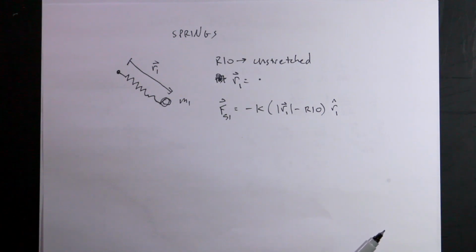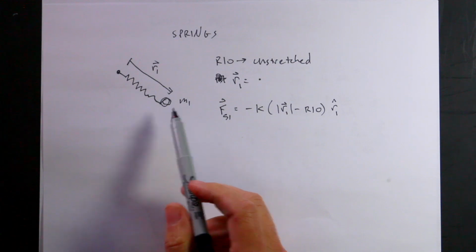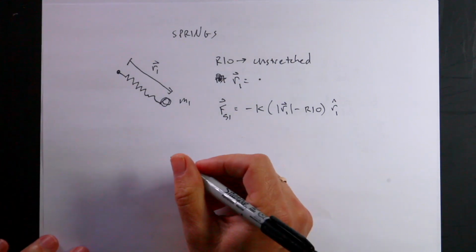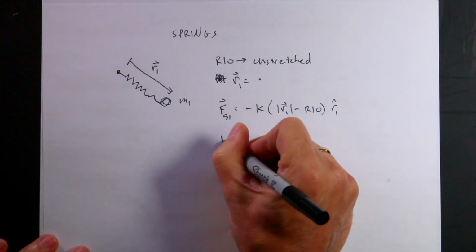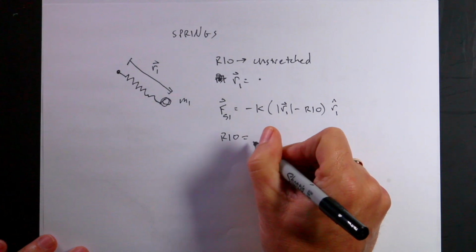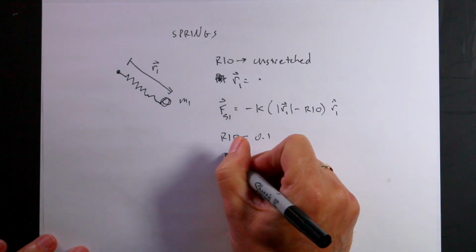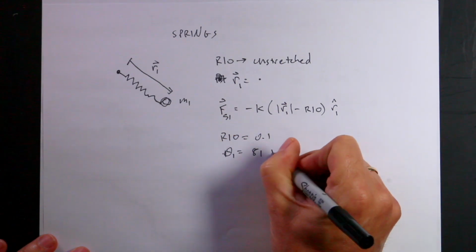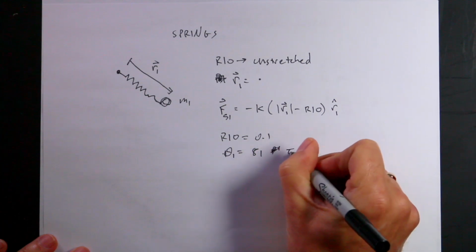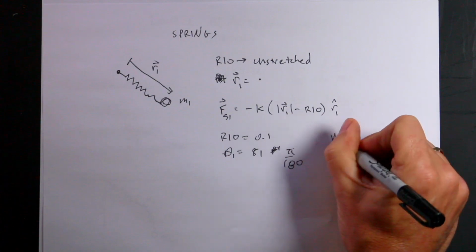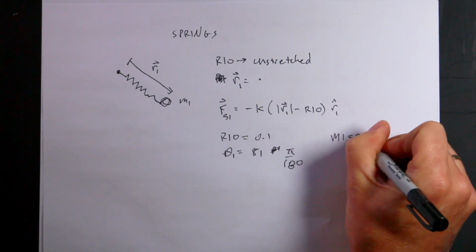Okay, let's just do this with 1 spring, and then I'll come back and I'll do it with 2 springs. So let me just look. I'm looking at my old program over here. I had R10, which I just called R1, is equal to 0.1. Theta 1 is equal to 81 pi. Why did I write it like that? Pi over 180. Gosh. Mass M1 is equal to 0.1.